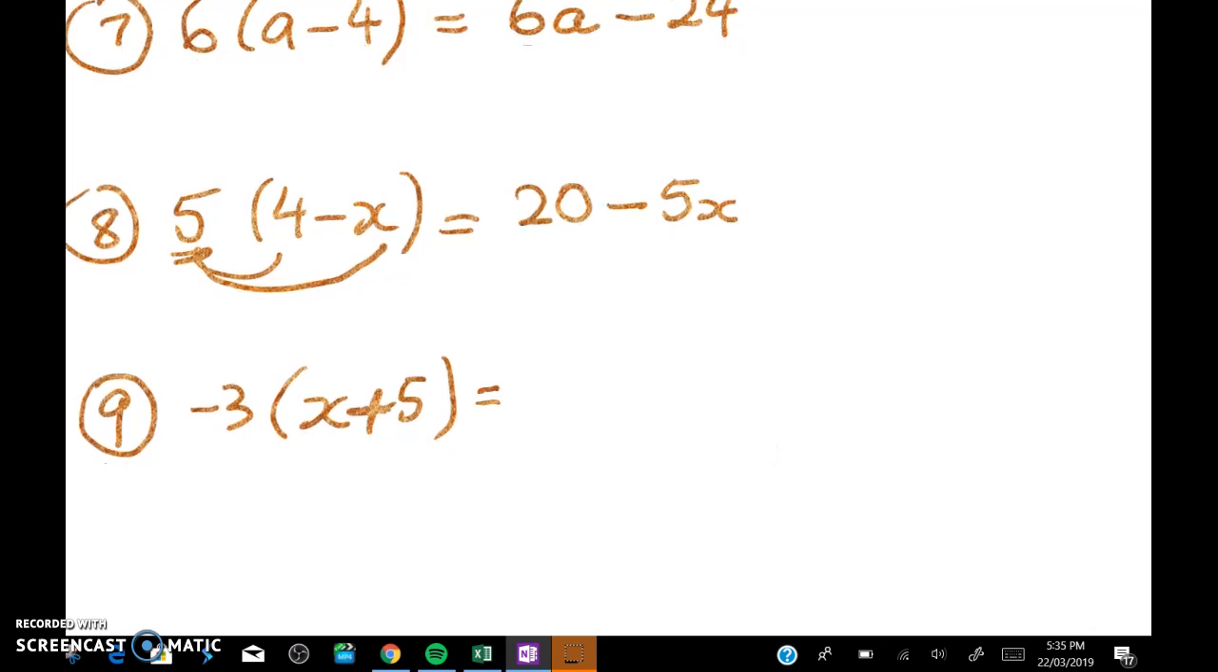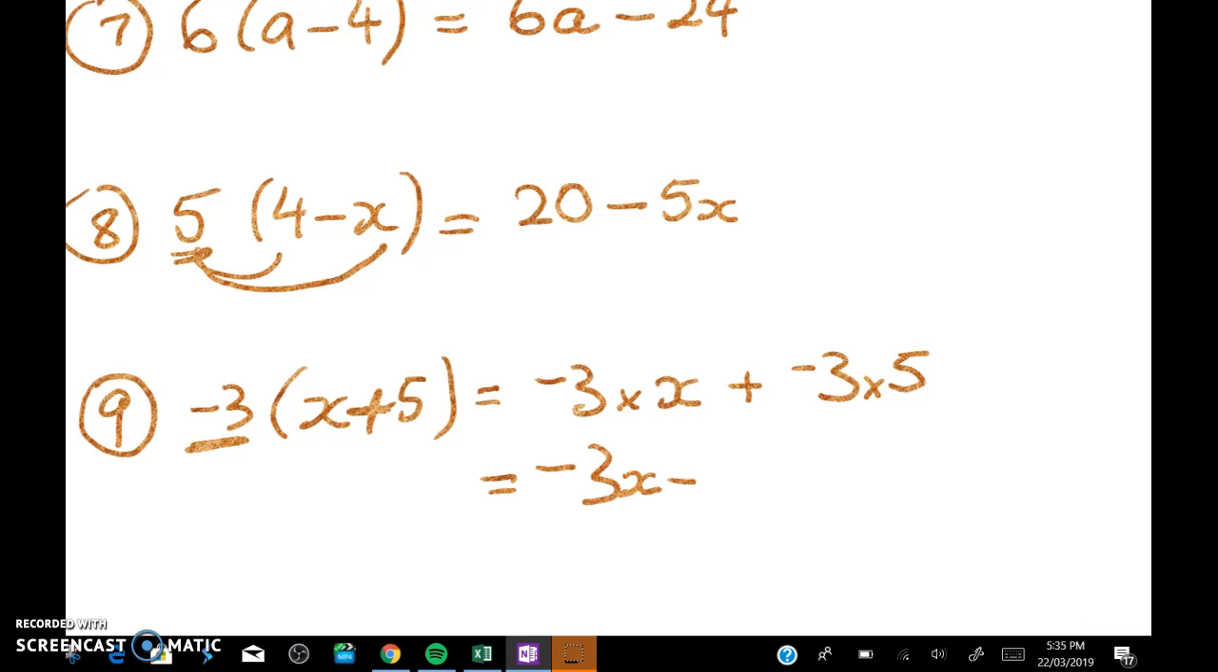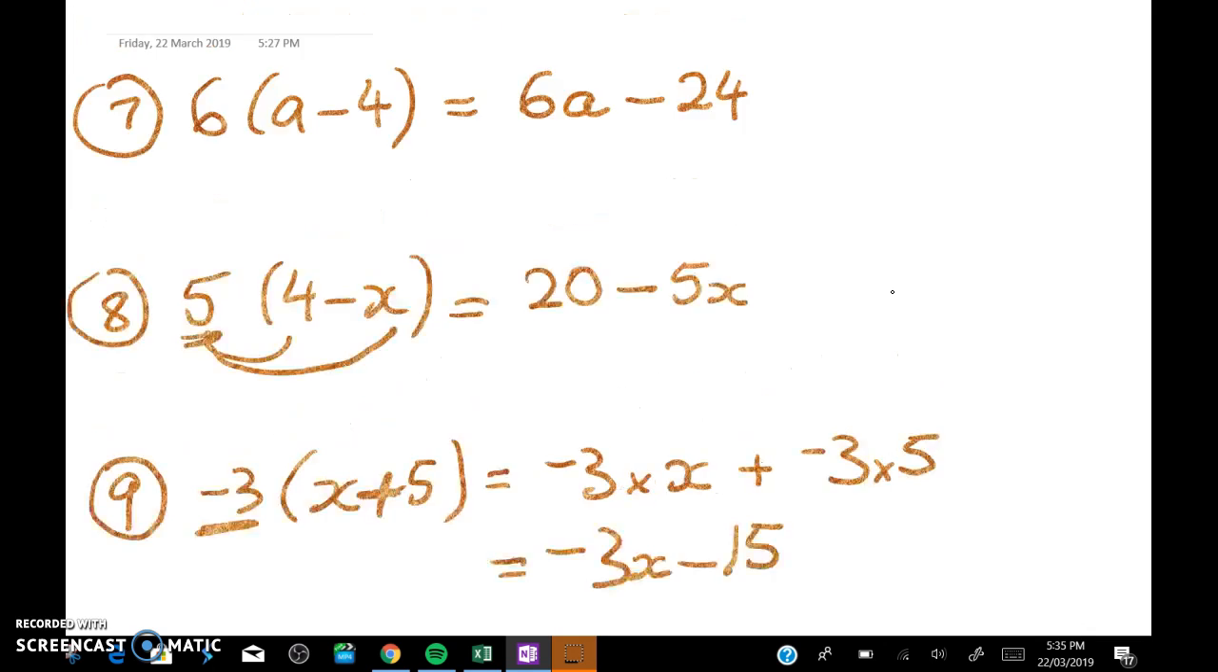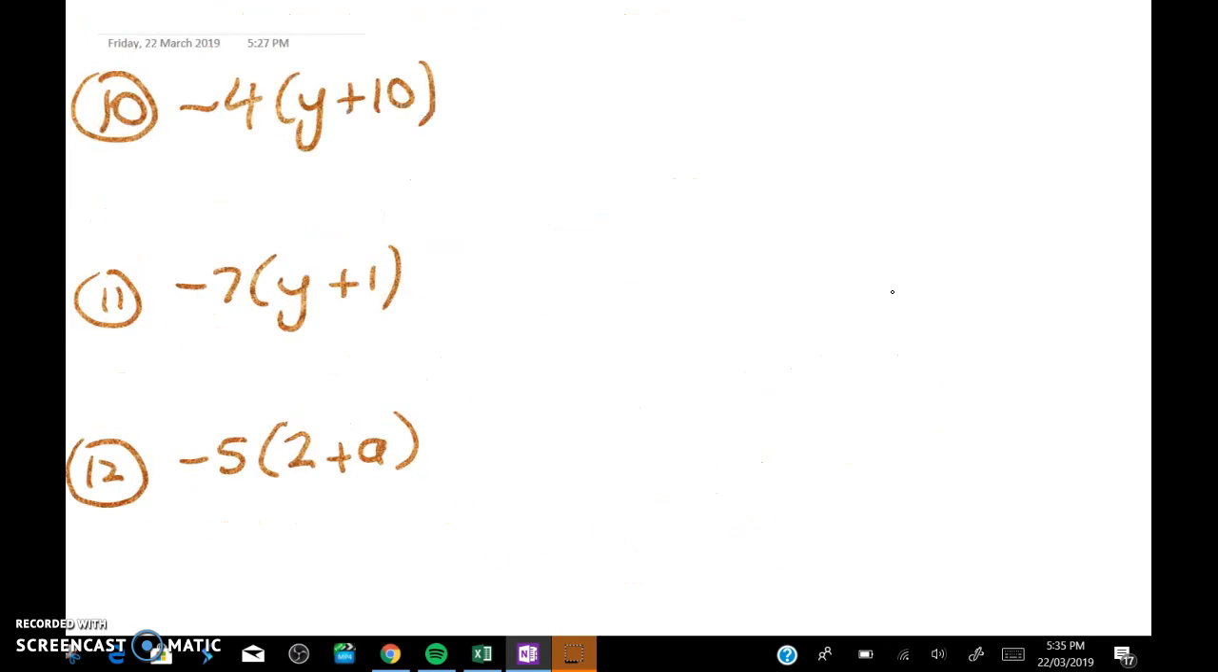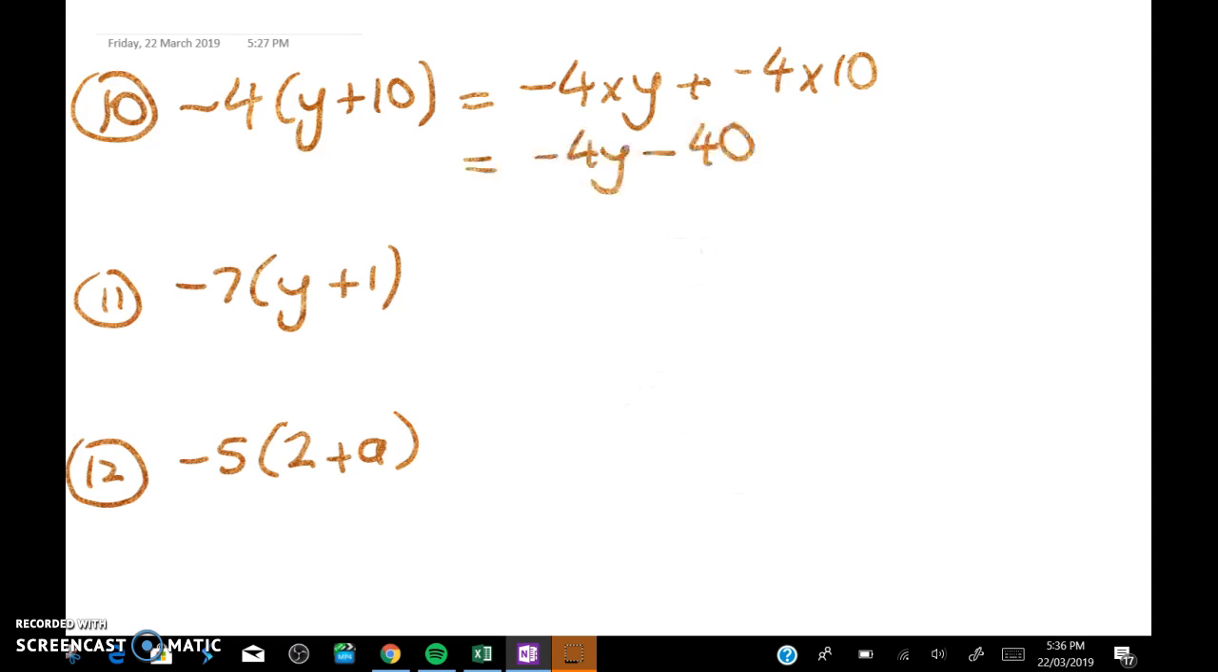Now number 9's got our first negative sign outside, but nothing about our method needs to change. It's going to be negative 3 lots of x plus negative 3 lots of 5. That gives me negative 3x minus 15. Here are the next 3. Pause the video and do those into your books. Okay, so we get negative 4 times y plus negative 4 times 10, giving me negative 4y minus 40.